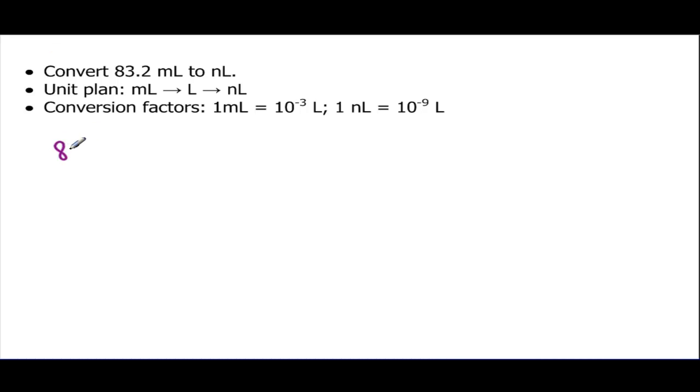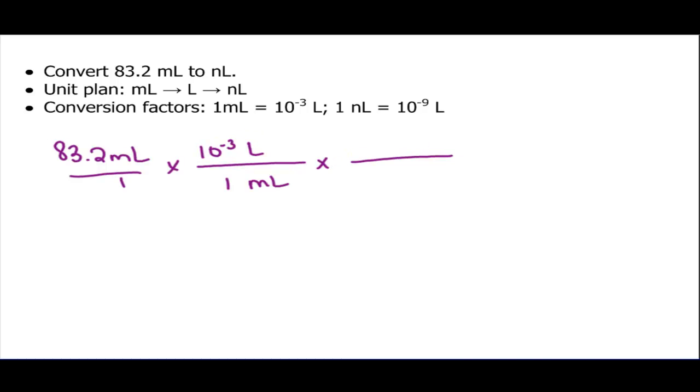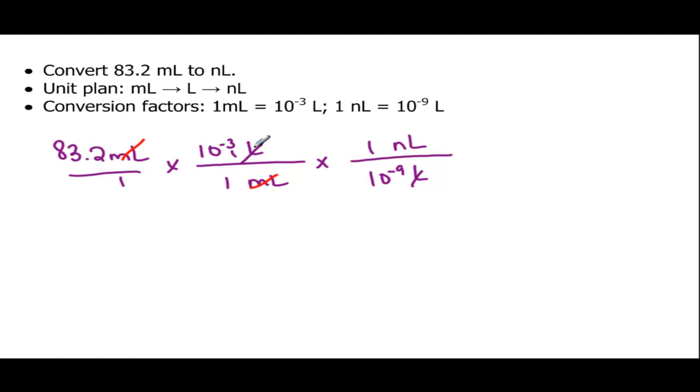So if we start with our given, 83.2 milliliters, we want to cancel milliliters, so we're going to put that on the bottom. Now we have to go to liters here because that's what our conversion factor is. So 1 milliliter is 10 to the minus 3 liters. All right, so now that cancels. So now we need to cancel our liters here. So we put liters on the bottom, nanoliters on the top. So then we look at our numbers. 1 nanoliter, 10 to the minus 9 liters. And our liters cancel, we're left with nanoliters.